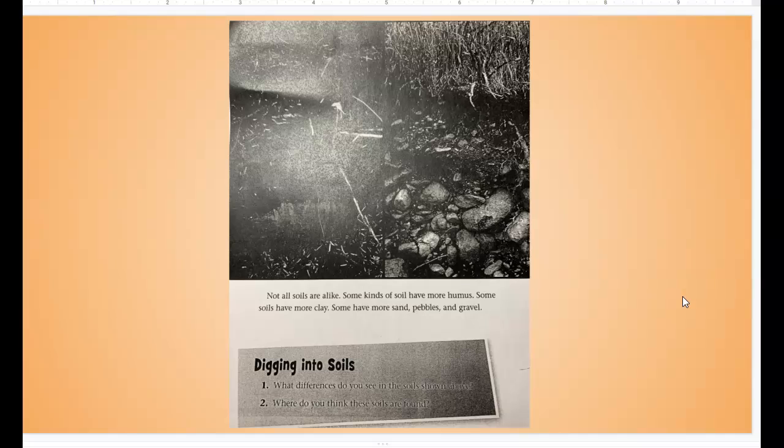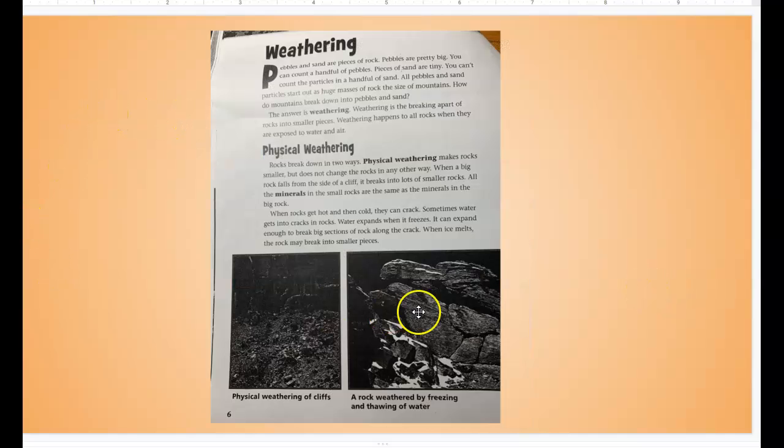The one on the right, in the pictures in the textbook, has a little bit more water in it because it's near a stream. The one on the left is probably from a forest. Where do you think these soils are found? So the one on the left is probably found near a forest, and the one on the right is probably found in a marshy area or in the area of a stream or a river.